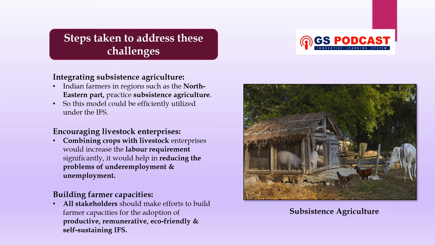Now, third one is building farmer capacities. So all the stakeholders should make continuous efforts to build farmer capacities for the adoption of productive, remunerative, eco-friendly and self-sustaining integrated farming system. So these are some of the steps that can be taken to address the challenges of integrated farming systems.